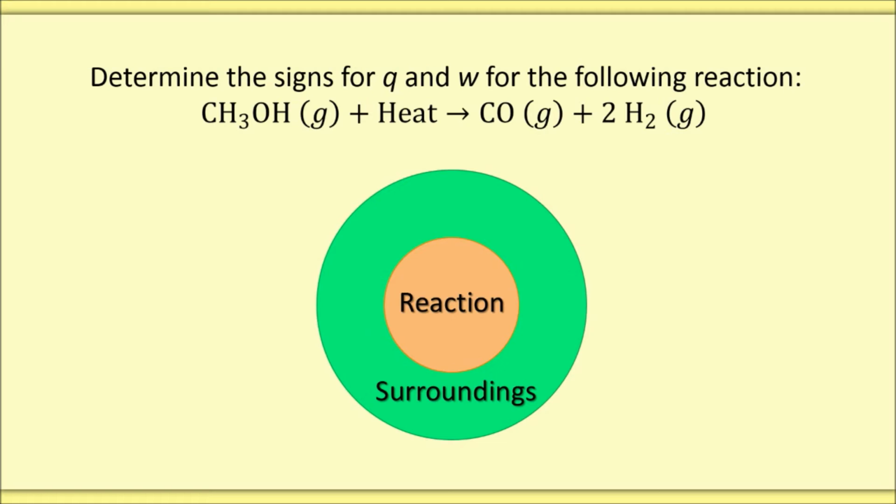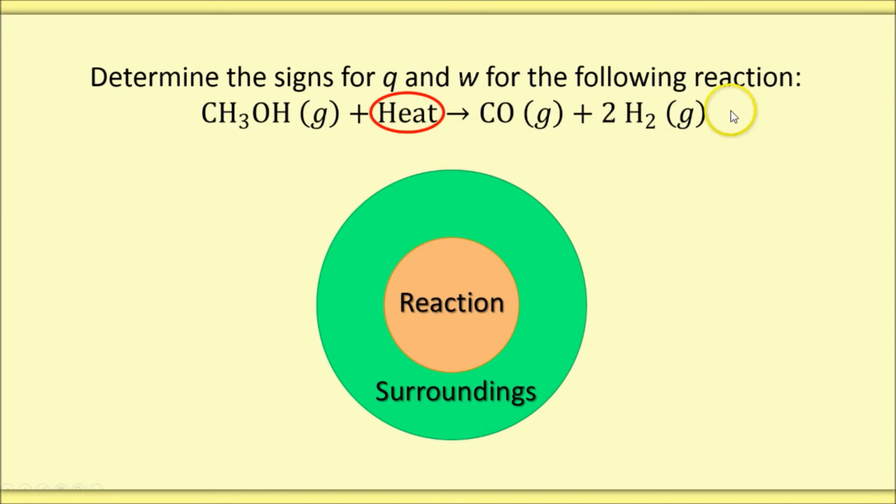Okay, so we're going to do the same thing. We're going to identify where the heat is in this reaction, and in this case, the heat is on the reactant side, right? Remember, the left side of the yield arrow is the reactants, and the right side is the products. So in this case, heat is on the reactant side. What that means is that in order for this reaction to occur, we have to put heat into the system. Heat has to enter the system before the reaction can happen.